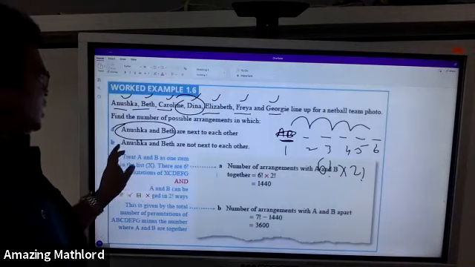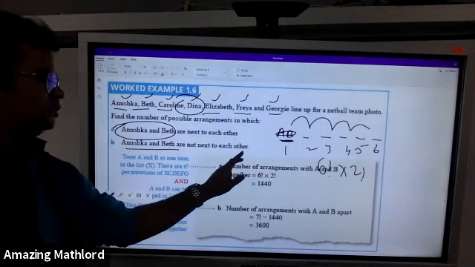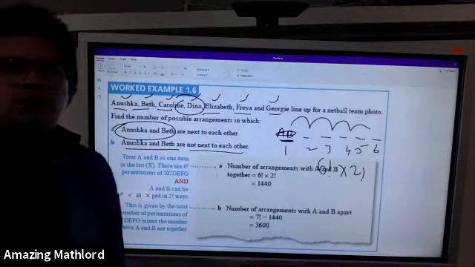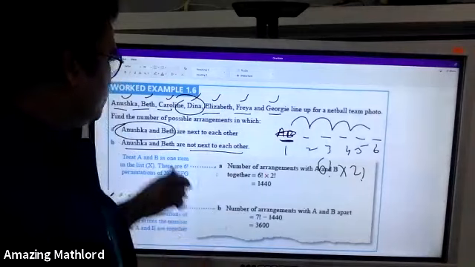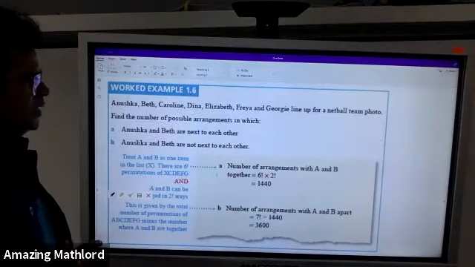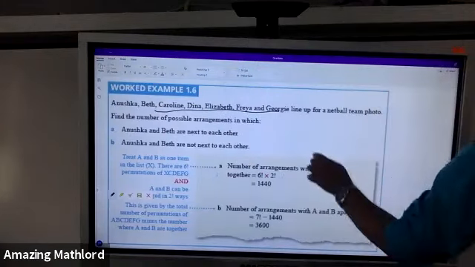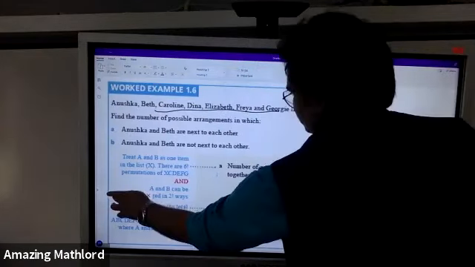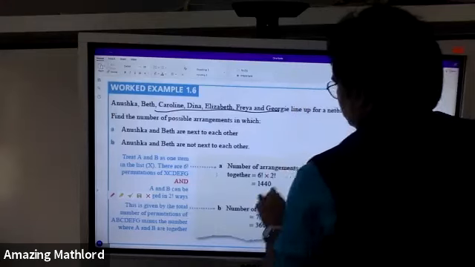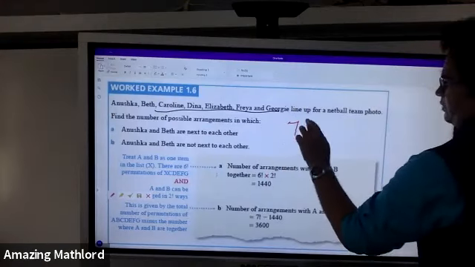Second one, Anushka and Beth are not next to each other. So just think about it. If I consider all 7 of them randomly sitting, so if you look at the random seating arrangement, the random seating arrangement will be 7 factorial.